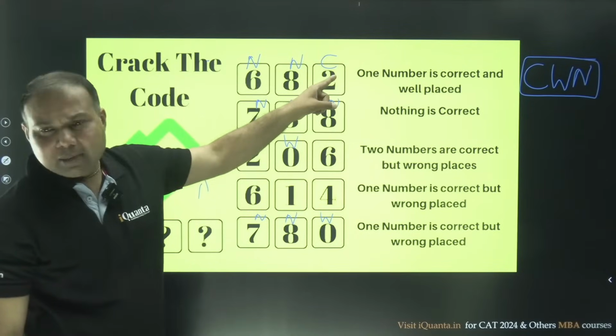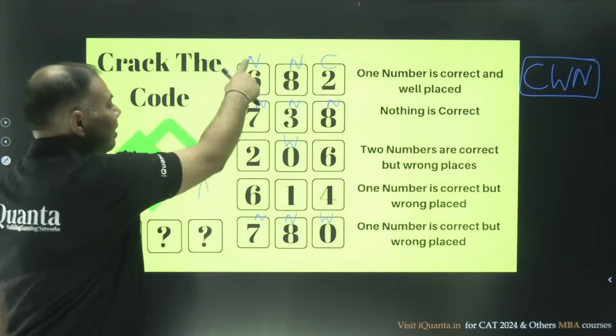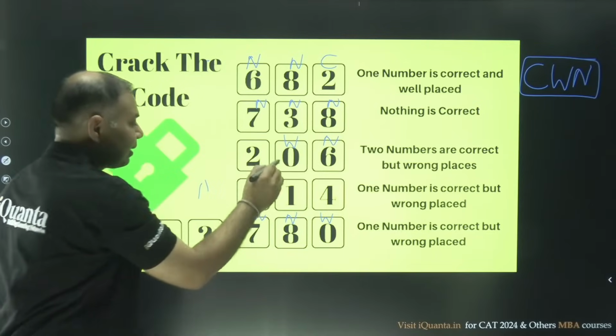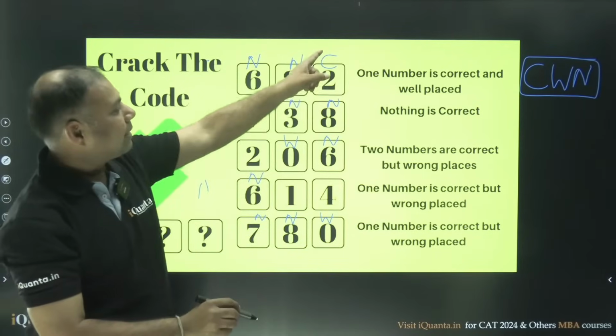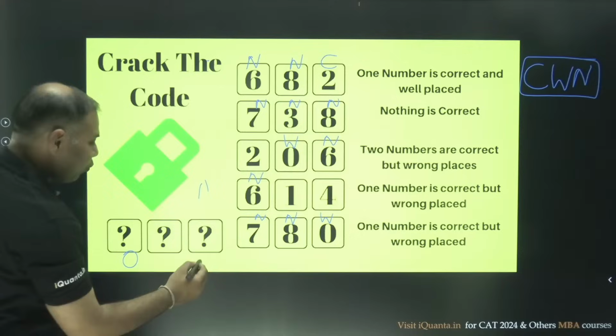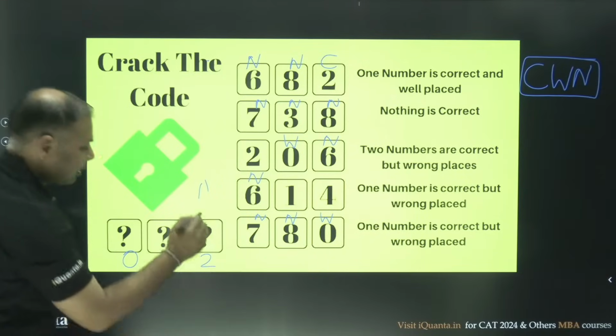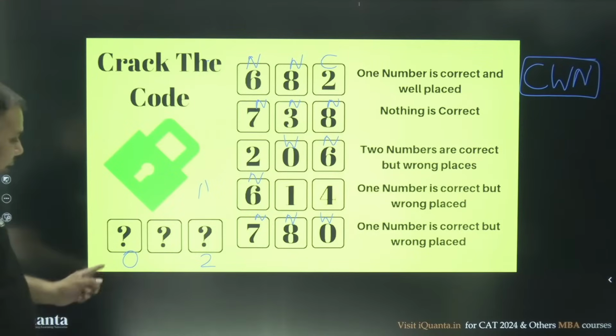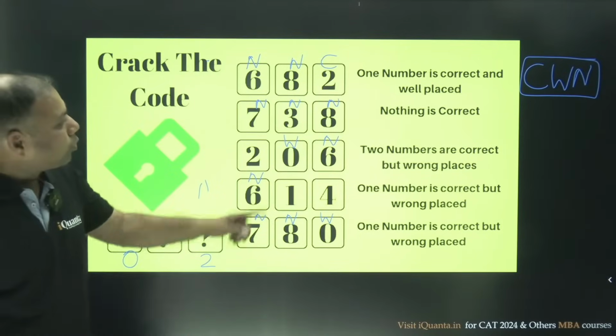So 2 is the correct number and the correct place. So wherever 6 appears, I can write N. So I removed this 6, and this 6 also. Alright? And this C is for 2. That means 2 will come at the last place. Good. So far we have identified 2 digits in the code, that is 0 and 2 at the last place. So 2 is correct here.